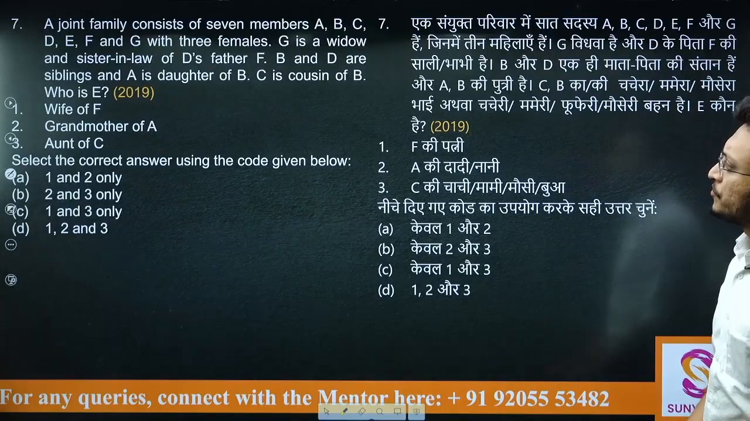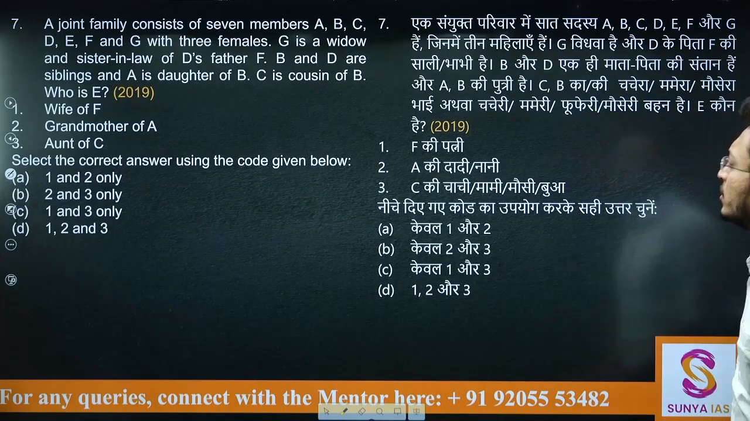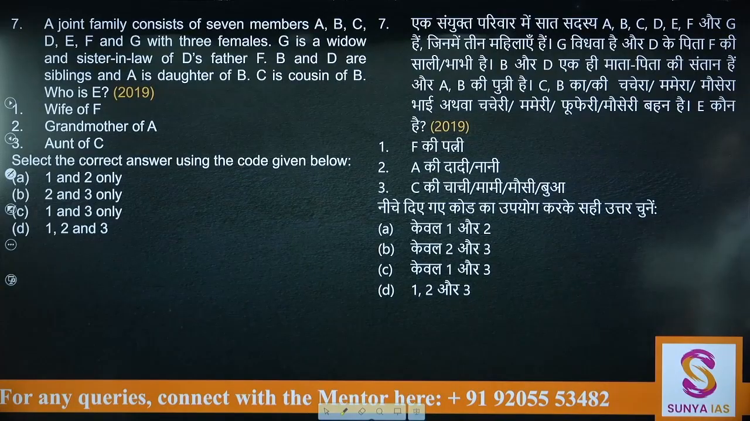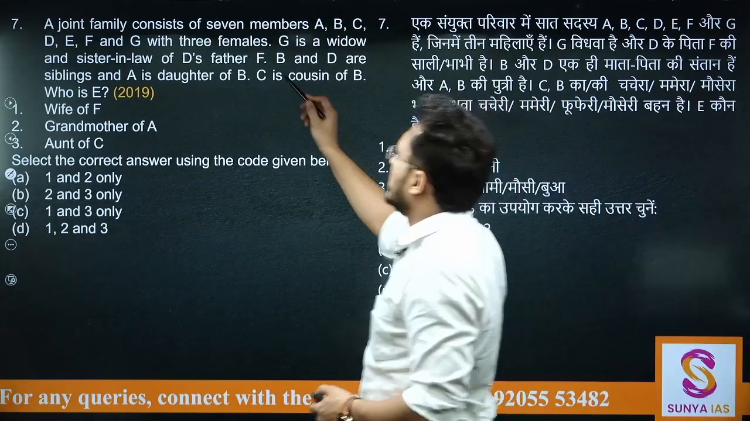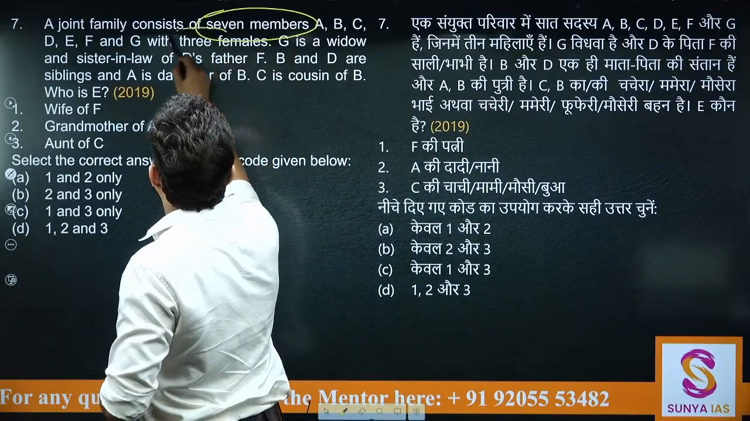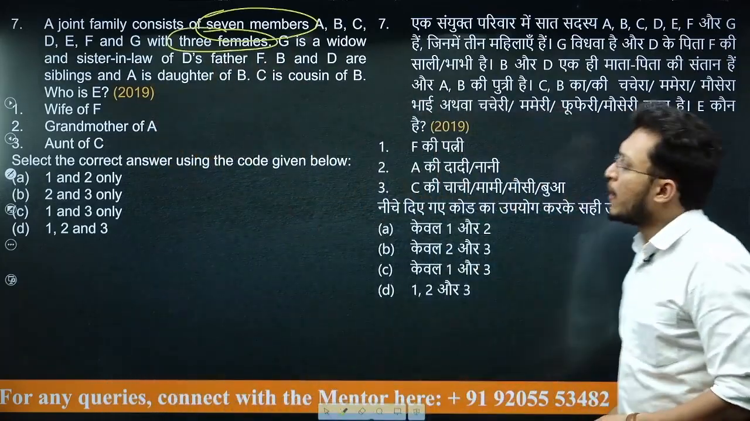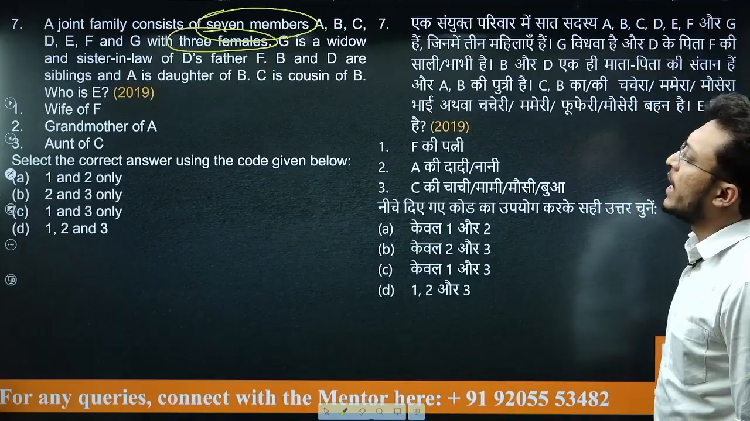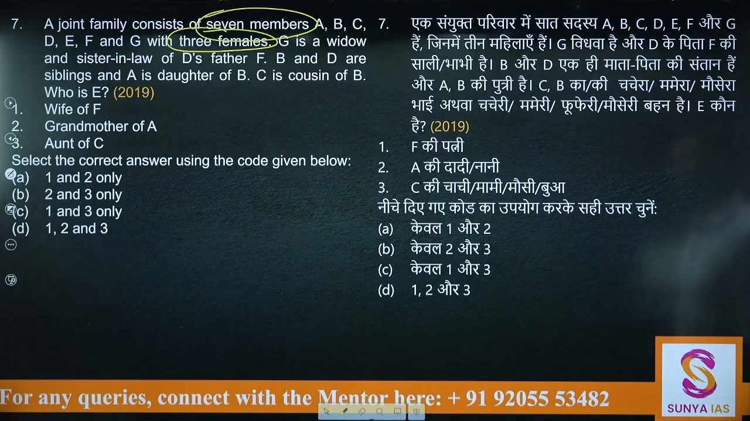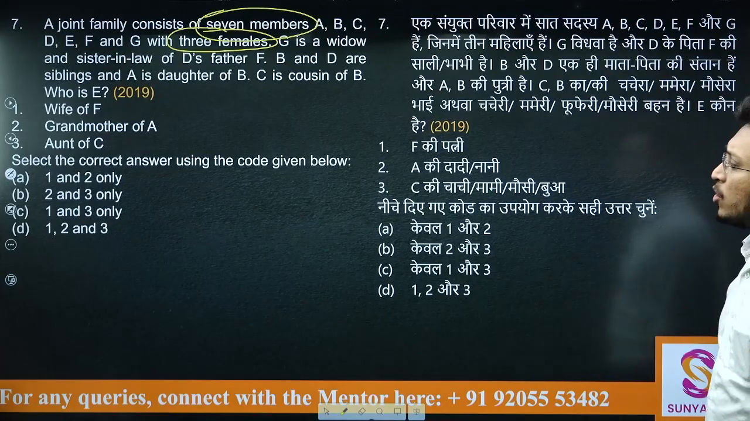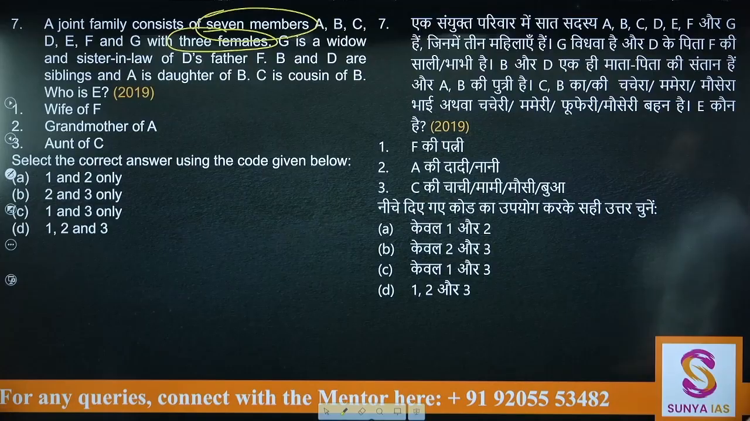Now it says a joint family consists of 7 members. There are 7 members, A, B, C, D, E, F and G, with 3 females. G is a widow and sister-in-law of D's father, F. B and D are siblings, and A is the daughter of B. So all this information is given. What we need is who is E. So this is what we need to find, who is E here.